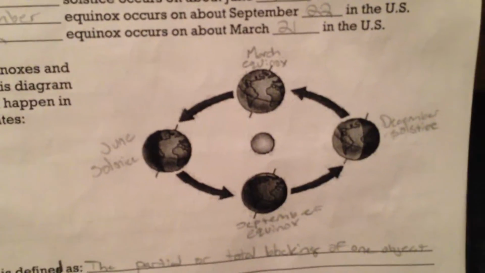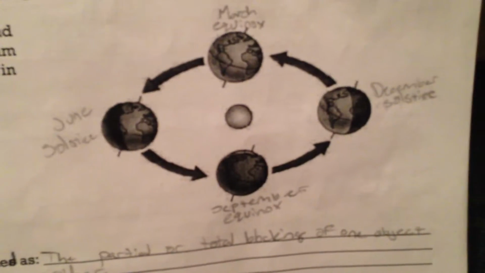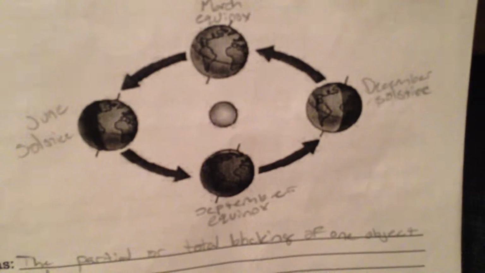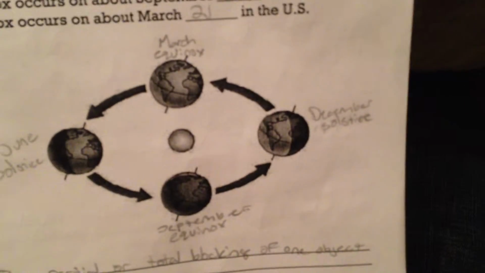I don't know how to do that on a video. The graph, it's fine. Just show a video of the graph. Point at the graph. All right, the top one is the March equinox. The one on the left is the June solstice. The one on the bottom is the September equinox. And the one on the right is the December solstice. Okay.